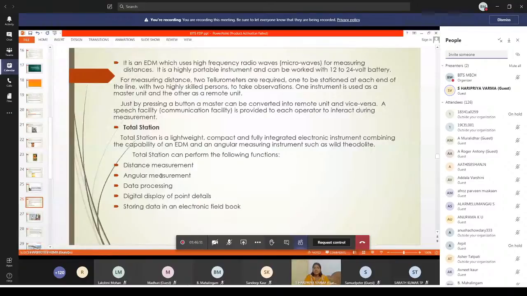For measuring distance, two tellurometers are required, one to be stationed at each end of the line, with two highly skilled persons to take observations. One instrument is used as a master unit and the other as a remote unit. Just by pressing a button, a master can be converted into a remote unit and vice versa. Speech communication facilities are provided to each operator.